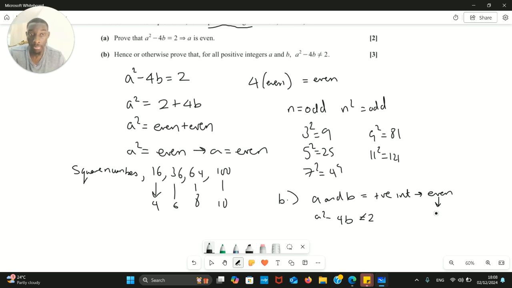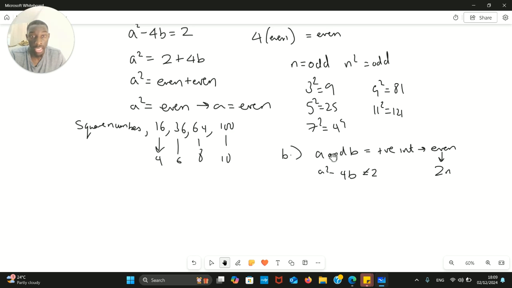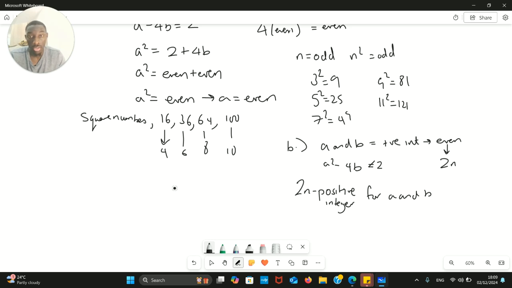Now we can write any even number as 2n, because anything multiplied by 2 is going to give you an even number, whether n is odd or even. So if I can now express a as 2n, I'm going to substitute this 2n into my equation. So 2n for a. So I'm going to sub 2n into this equation. So I'm now going to have, let me just move this here.